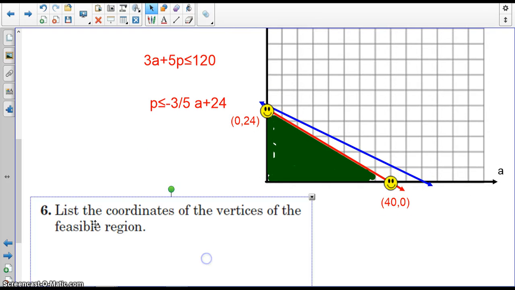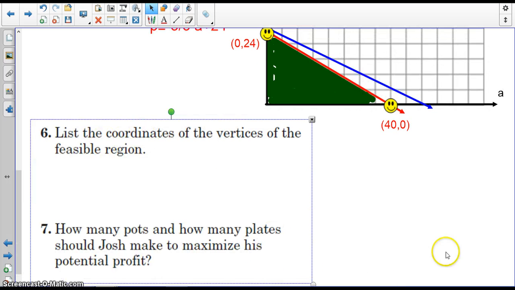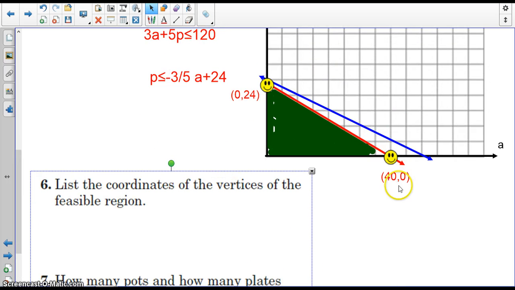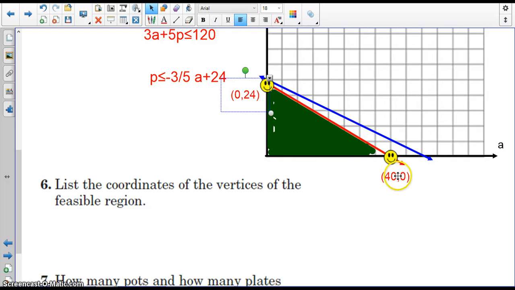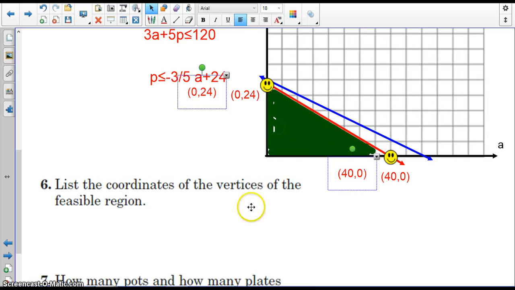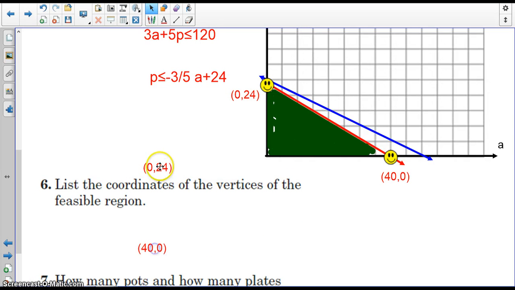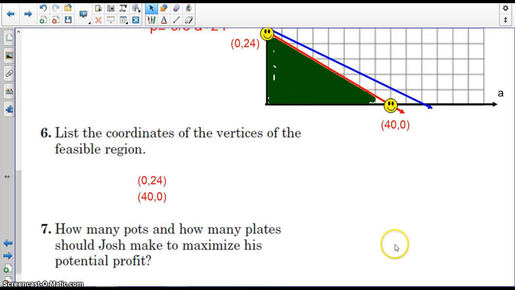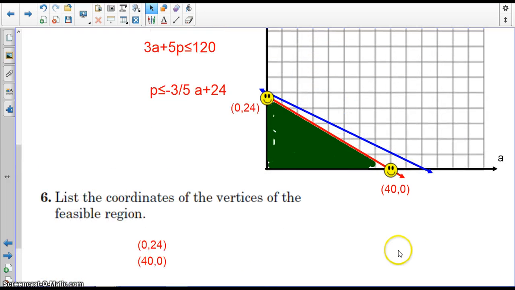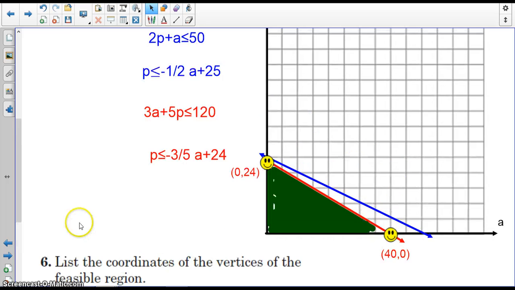And of course, that is the answer to number 6 down here. List the coordinates of the vertices of the feasible region. 40, 0, 0, 24, and I guess technically 0, 0 should be put in there for one of the answers, but like I was saying earlier, who cares? So there, copy, paste. So 40, 0, and 0, 24. And then also 0, 0, but we won't even mention it or type it in.